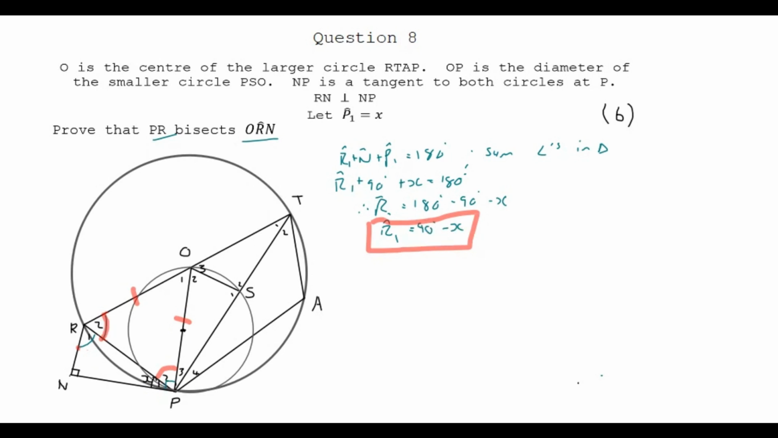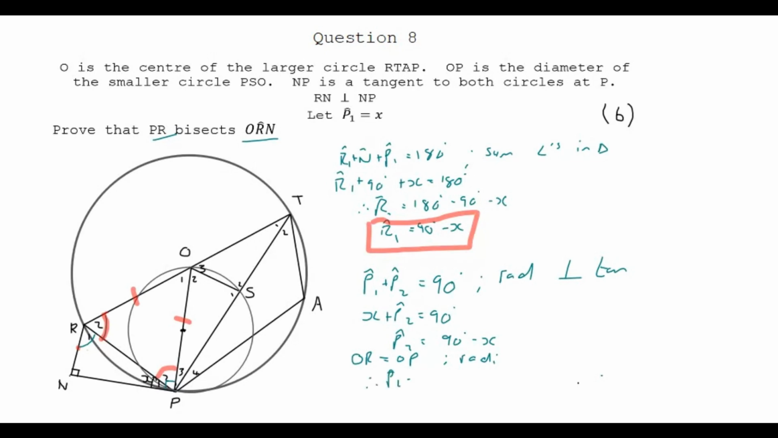Here you go. Let's write it out quickly. We can say that angle P1 plus angle P2 would equal 90 degrees. It would be radius perpendicular tangent. And then we could say, well, P1 is x. So that's x plus angle P2 equals 90 degrees. So angle P2, through manipulation, is 90 degrees minus x. But OR is equal to OP. What's my reason for that? Radii. Therefore, angle P2 is equal to angle R2.